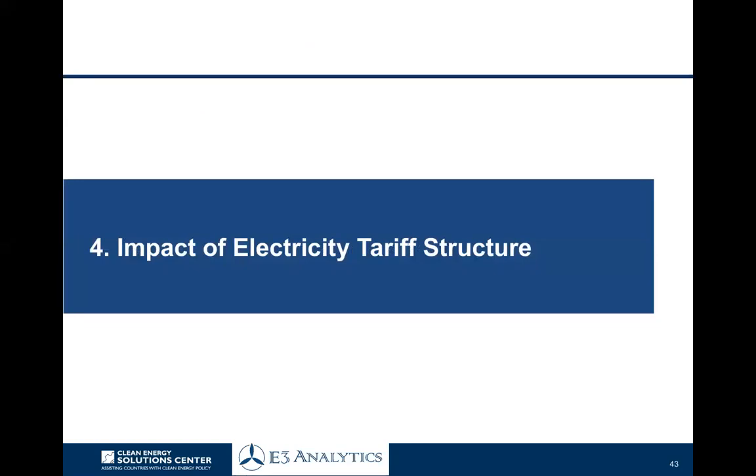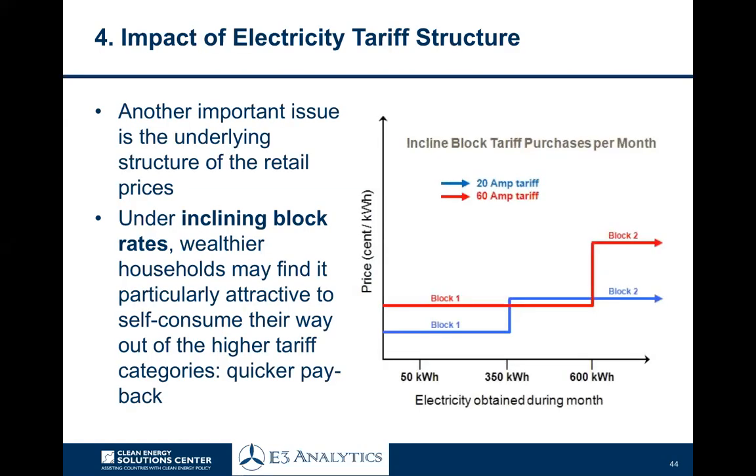Now, let's look at the electricity tariff structure and the impacts that that has. In many jurisdictions, utilities apply what are called inclining block rates. Wealthier households pay more if they consume beyond certain bands of power. So you see here an illustration, beyond 600 kilowatt hours, the rate goes up for the red customer.